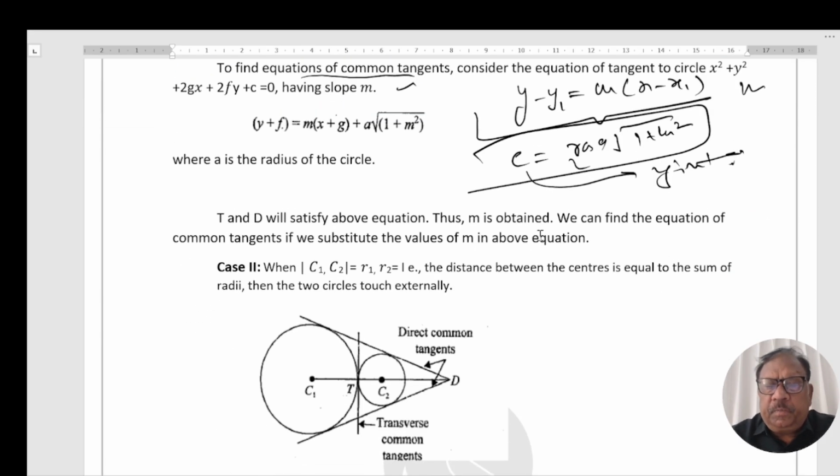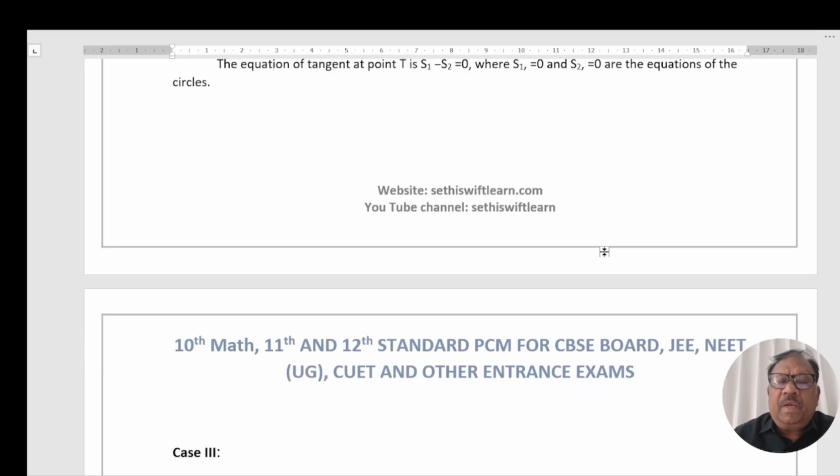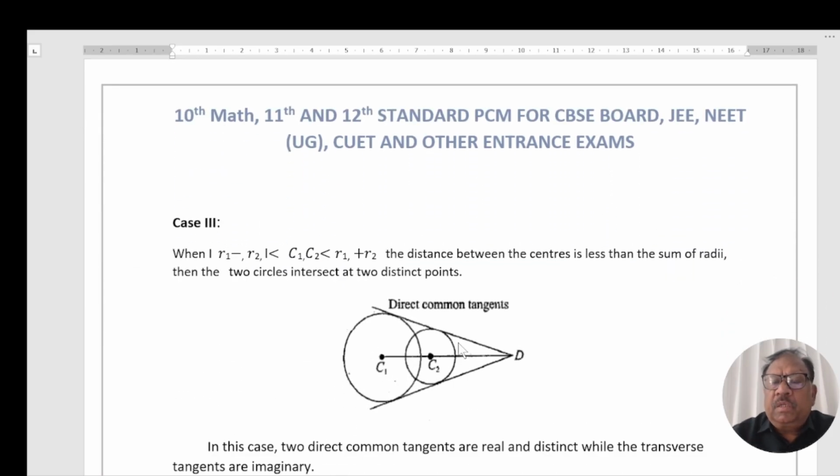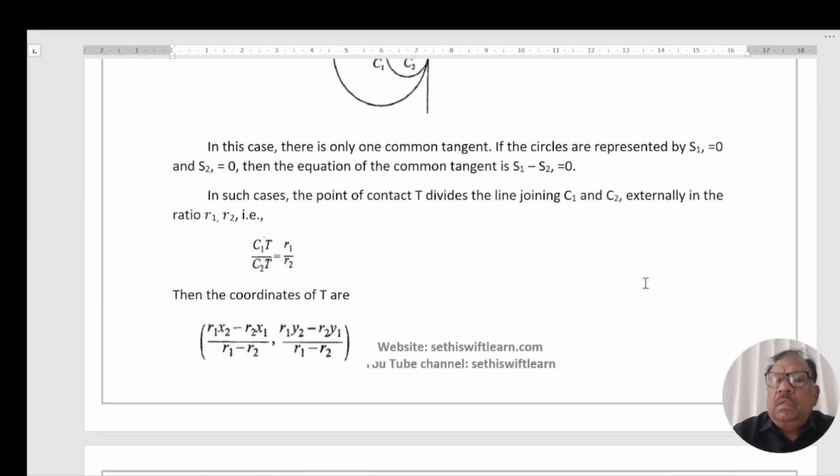Right? In case 2, when C1 C2 is R1 plus R2, in this case the coordinate of the common tangent point where the circles touch, we found by section formula, right? Then how many tangents are there? 2 tangents. If the distance between the centers is less than the sum of the radii and greater than the difference of the radii, then we have to check whether the common point T divides internally or externally.